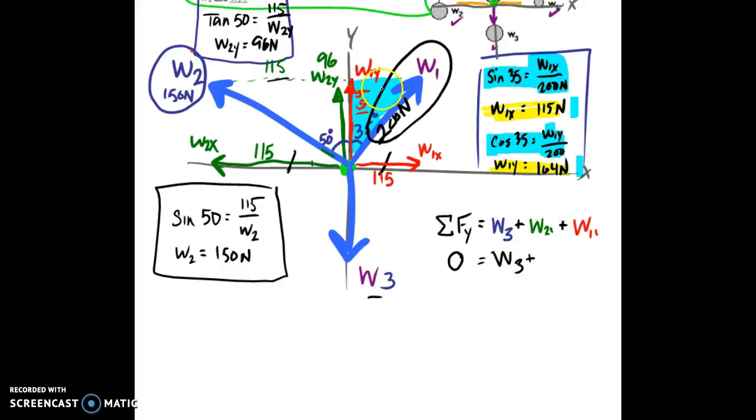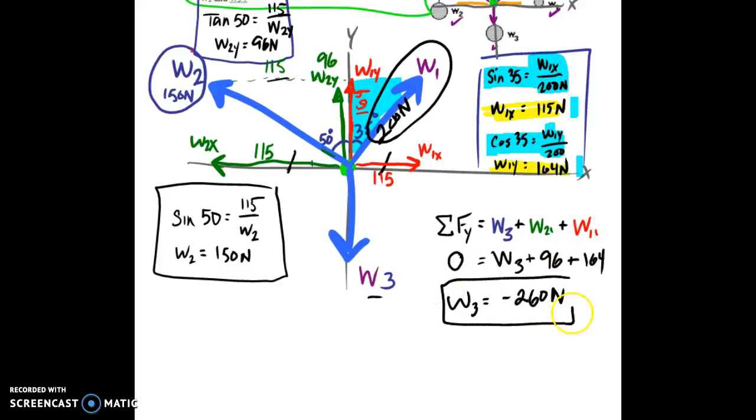The two components from the angled tensions are also on the y-axis, and W2y would be 96, and that's upward, so it's positive, plus 164. Now solving this equation for W3, we see that W3 is downward, so it's negative 260 newtons. So that is the value of this third tension. And now we have all three tensions, and we are done.